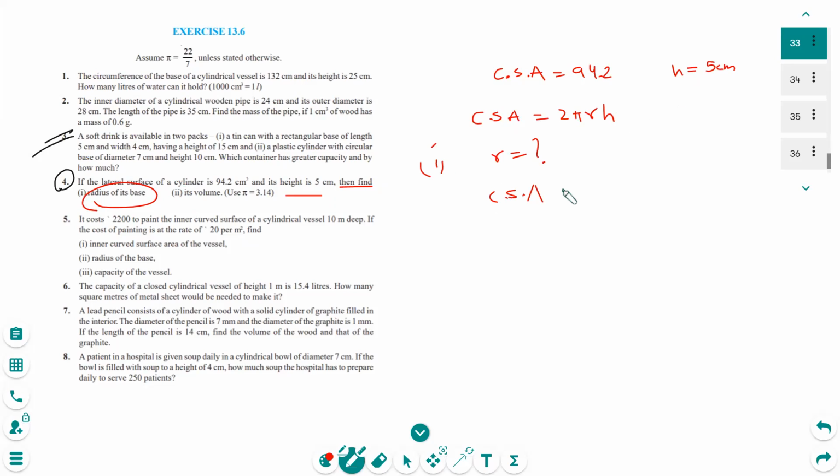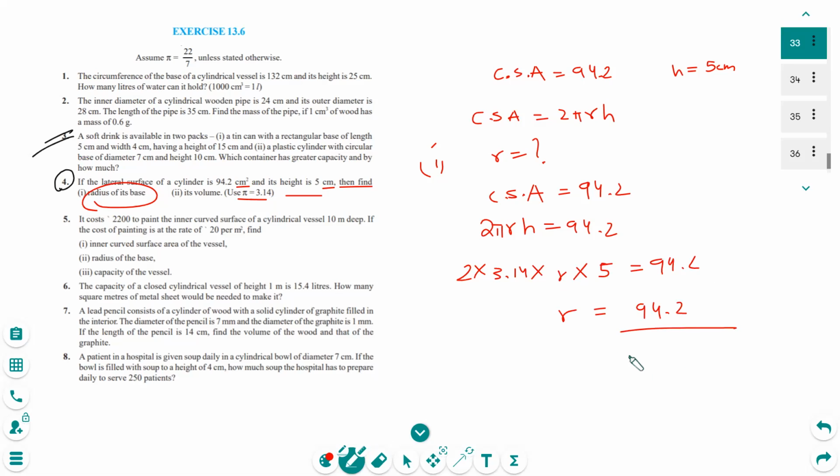So curved surface area is 94.2. Everything is in centimeters, so I don't have to worry about the units. Now 2 pi rh is equal to 94.2, with 2 times 5. The pi value is mentioned here, 3.14. R is what we need to find, h is given. Now let's take everything to the divisible part and you will solve this for me. Tell me the value of r.